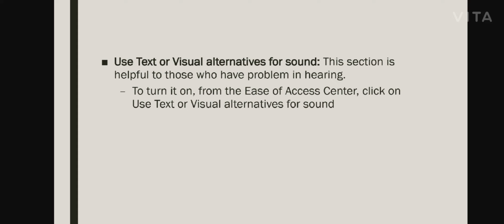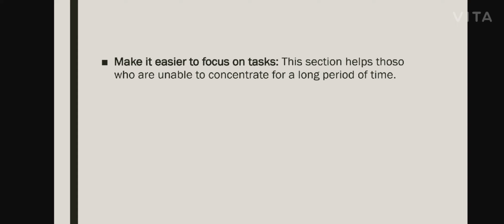Use text or visual alternatives for sound. This section is helpful for those who have problems in hearing. To turn it on from the Ease of Access Center, click on Use text or visual alternatives for sound. Make it easier to focus on tasks. This section helps those who are unable to concentrate for a long period of time.